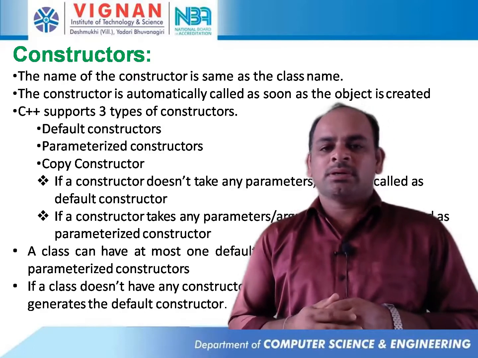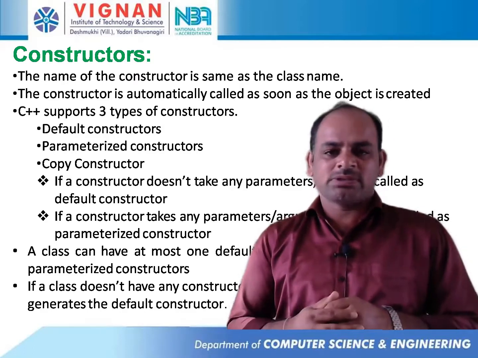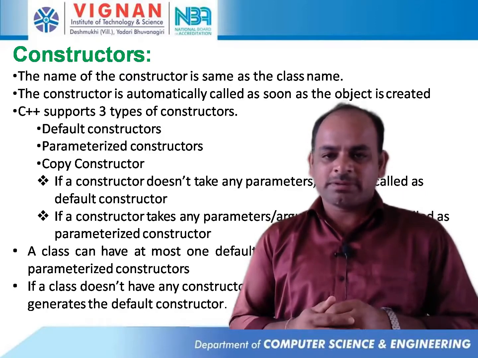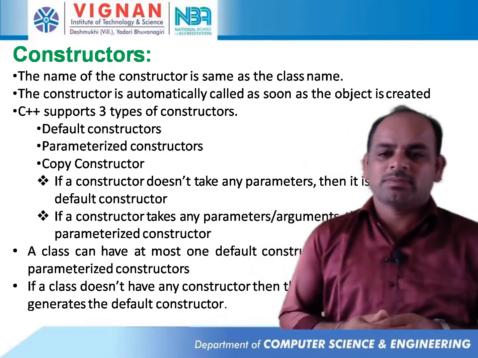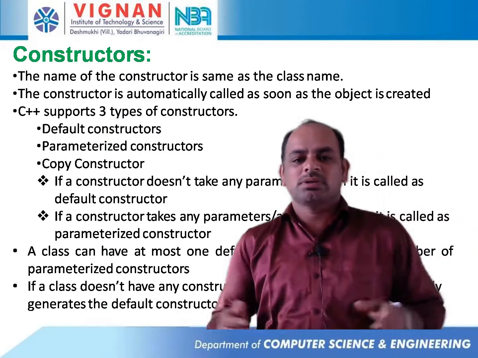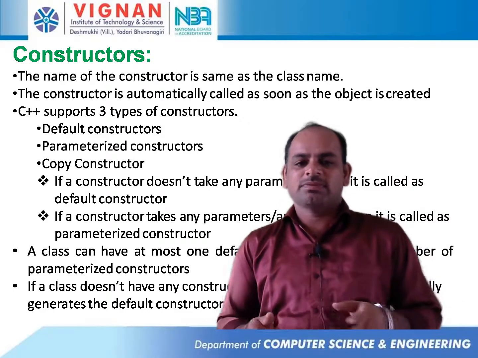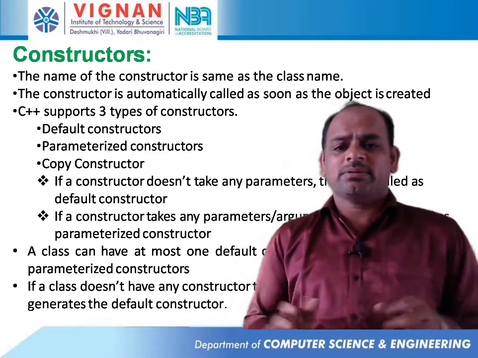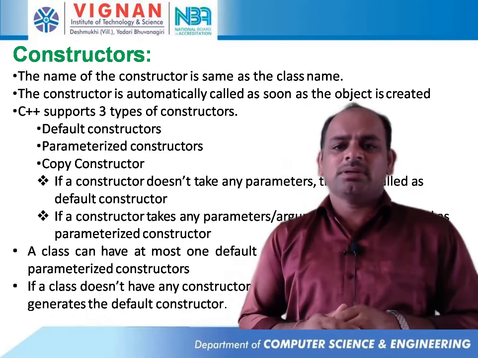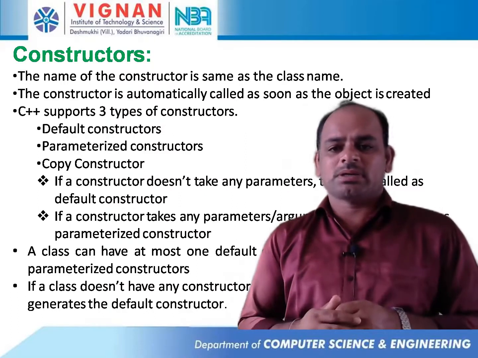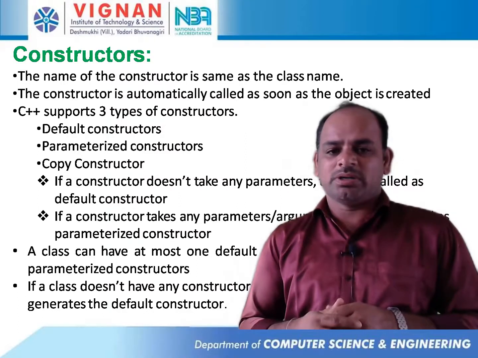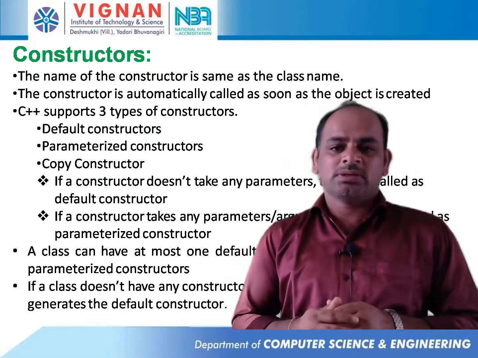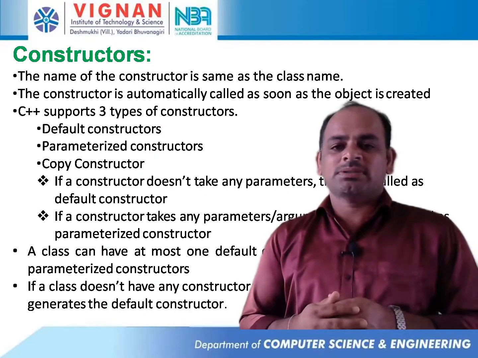So basically, we have three types of constructors: default constructors, parameterized constructors, and copy constructors. What is a default constructor, what is a parameterized constructor, and what is a copy constructor? We will see with examples. Basically, a default constructor doesn't have any parameters, and it is called automatically when an object of the particular class is created. And parameterized constructors will have some arguments, so they take some arguments as parameters.